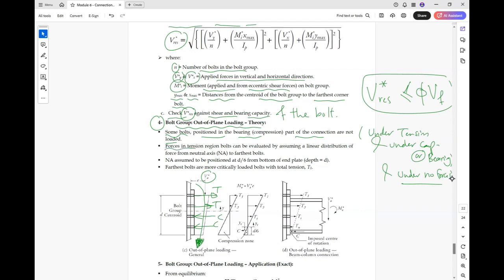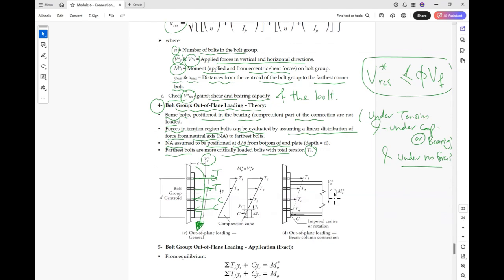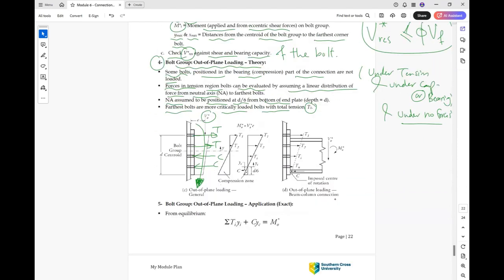Okay, so forces in the tension region can be evaluated by assuming a linear distribution of force from the neutral axis. The neutral axis is assumed to be positioned at d/6 from the bottom of the end plate. The first bolts are the more critically loaded bolts with total tension T1. So as you can see here, we convert the moment to this type of stress.